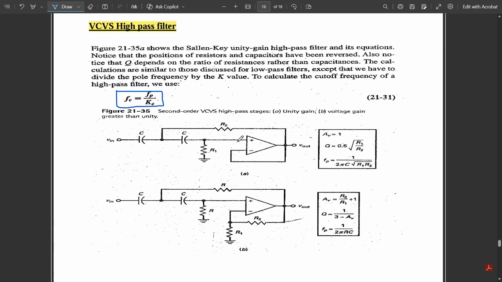So this is the circuit and these are the parameters for unity gain. Av is equal to 1, and for the high pass filter, the value of Q is equal to 0.5 square root of R1 by R2. In case of the low pass filter, it was C1 by C2. Here it is R1 by R2. And the formula for pole frequency with respect to the high pass filter is Fp is equal to 1 by 2 pi C square root of R1 R2. This is with respect to unity gain, where we have no feedback.